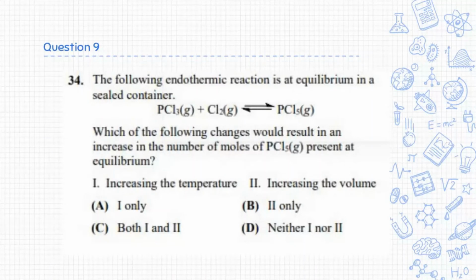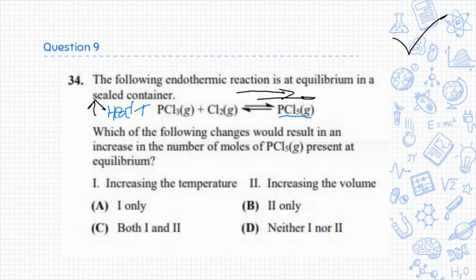It says it's endothermic, which means we can have heat as a reactant, right? So we have heat over here on the left. Increasing the temperature would be equivalent to inputting a reactant. It's going to shift the equilibrium to the right, which means it would increase the amount of this PCl5, which is what we want to do. So that's good.